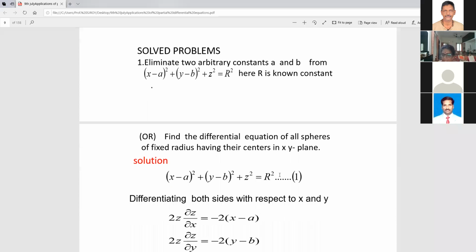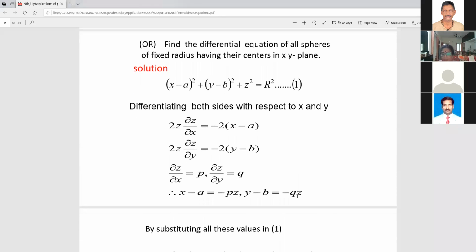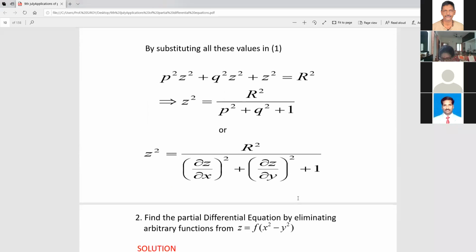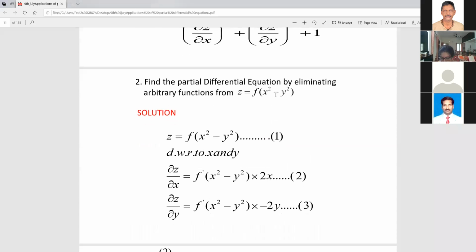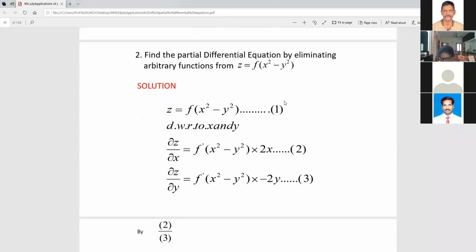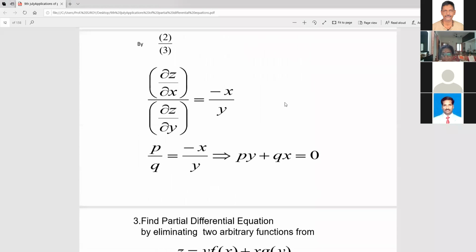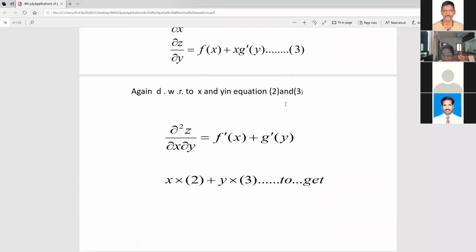You create some general sphere equation, then do partial differentiation with respect to X and with respect to Y, and we will have one PDE. So this PDE I have given, and this example I will not explain. Similarly, if you have some arbitrary function, how to eliminate that also I have given. This is simple algebra: from the given equation, we get the PDE. Okay.